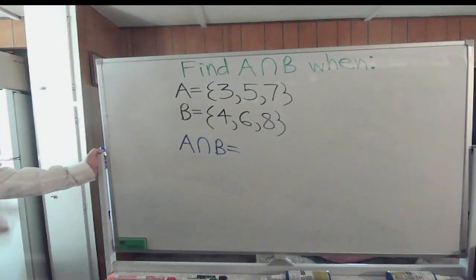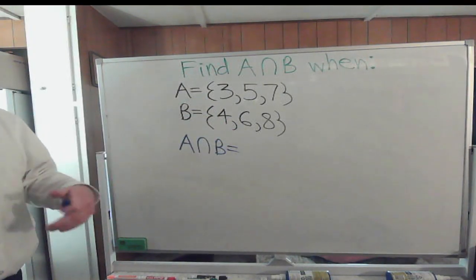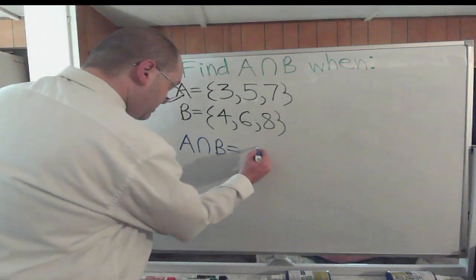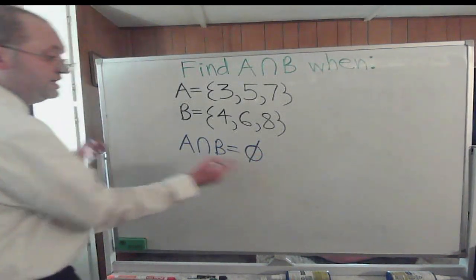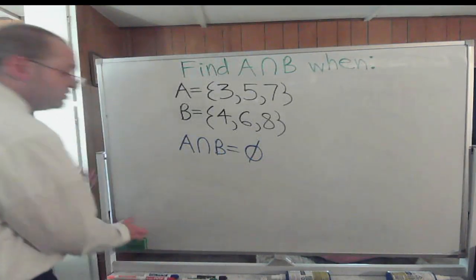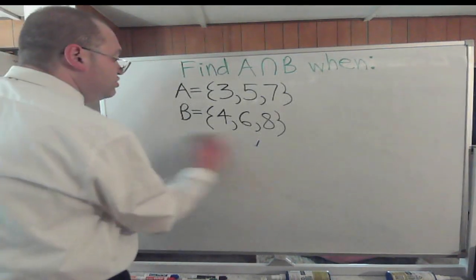Well, without having to really do any work, we look at both sets and immediately notice they have no common elements. They have nothing in common. So you're going to get the disjoint set or the empty set. That's what you would get, the disjoint set or the empty set. That's all you would have, since they have no members in common.